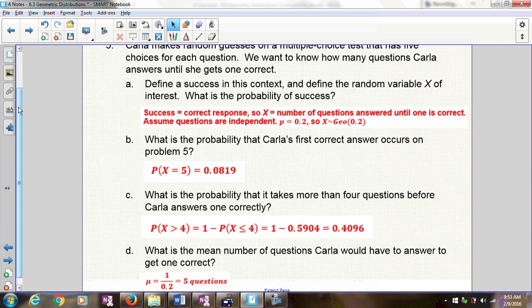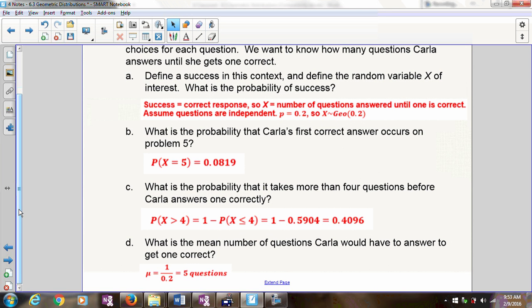Letter B is just looking for the probability that x equals 5. That's pretty straightforward. You're going to do the geometric PDF. In letter C, if we're looking for the probability that it takes more than 4, that's x is greater than 4, you have to work with respect to the complement, which is 1 minus the probability that x is less than or equal to 4. And then finally, the mean of the distribution is going to be 1 divided by 0.2, which turns out to be 5 questions. So I think you can see that the geometric distribution is very simple compared to the binomial.